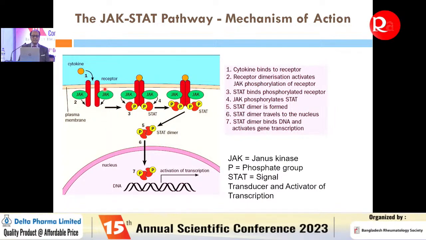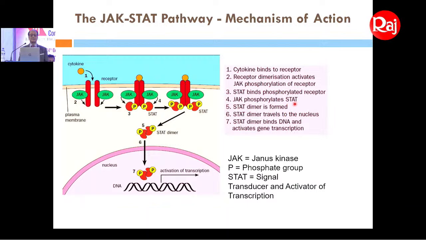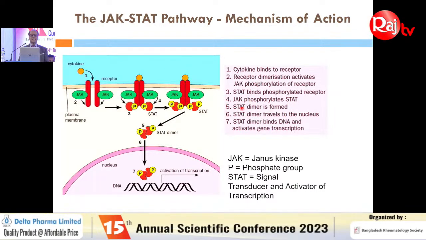And now the Janus kinase, what is happening next? The receptor dimerization activates Janus kinase phosphorylation of the receptor. So the receptor is phosphorylated, and a complex forms between Janus kinase and receptor. Then this Janus kinase is capable of phosphorylating STAT. STAT binds the phosphorylated receptor first, and then JAK phosphorylates STAT. This is important. Then STAT activity is increased, and this STAT dimer is phosphorylated STAT.